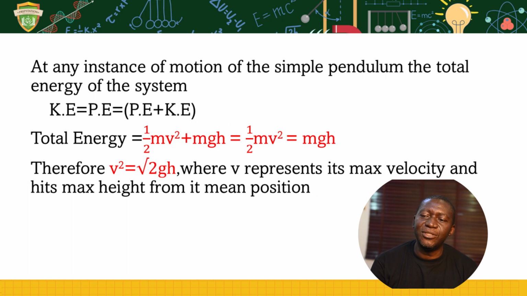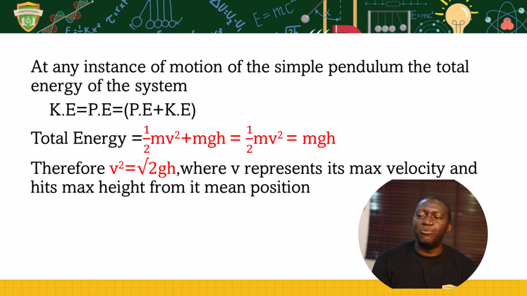So if you look at the total energy in a system, kinetic energy is given as half mv squared, while potential energy is given as mgh. Now, it's either the potential energy will be equal to the kinetic energy or equal to both of them. So if we want to look at the maximum velocity during motion, we can equate our kinetic energy to our potential energy. And once we do that, you're going to have half mv squared is equal to mgh.